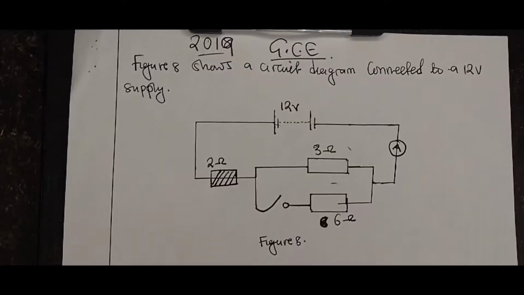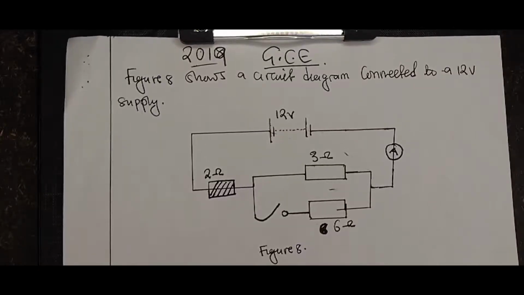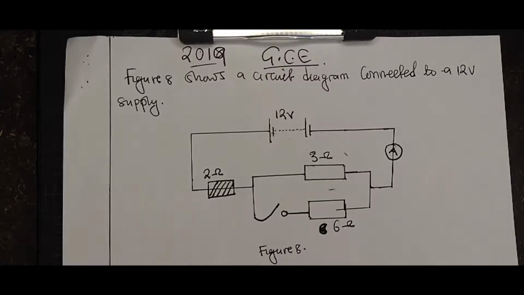So here is the last question in this video. Figure 8 shows a circuit diagram connected to a 12 volt supply. This question is coming from 2019 GCE. Okay, so here is the diagram in this question.